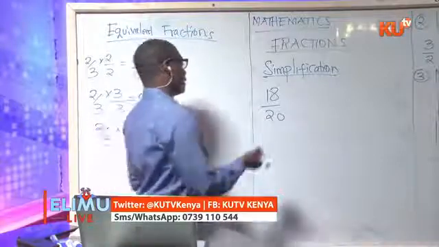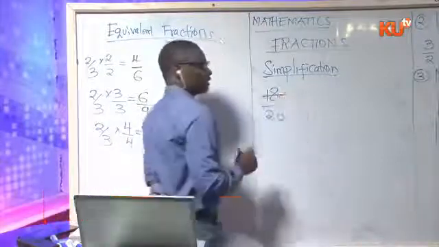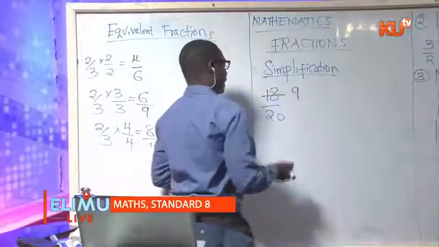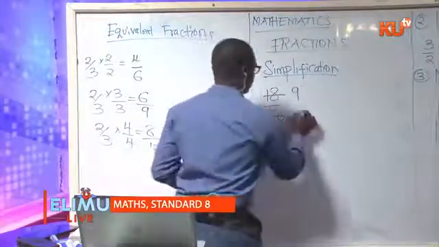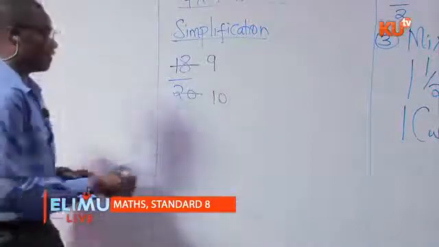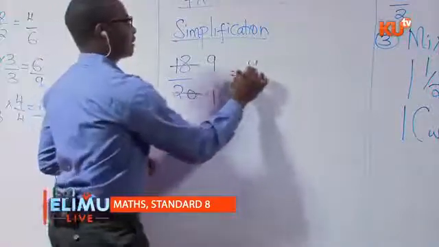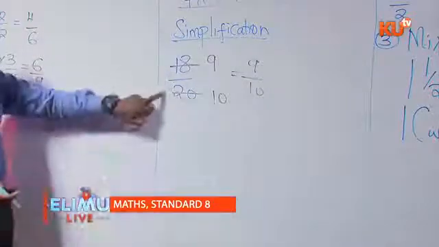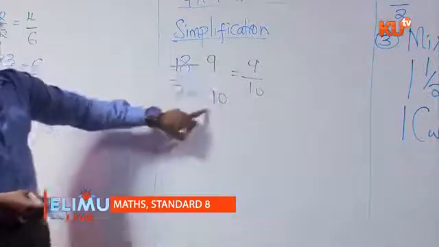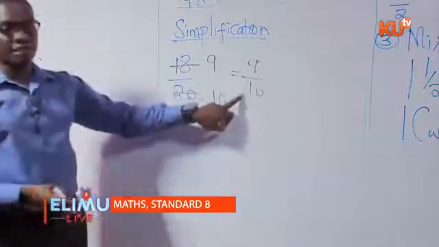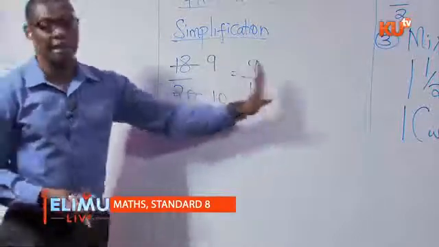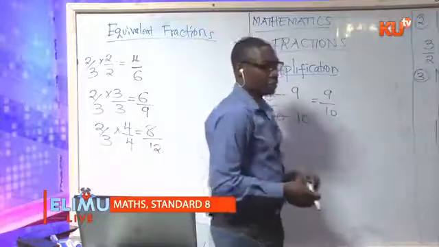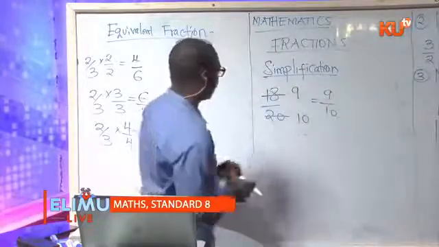So to simplify this, take 18 divided by 2. 18 divided by 2 is 9. 20 divided by 2 is 10. Therefore, your answer here is 9/10. So you have simplified 18/20 into 9/10. We cannot simplify this number any further. Therefore, our right answer is 9/10 when we simplify.